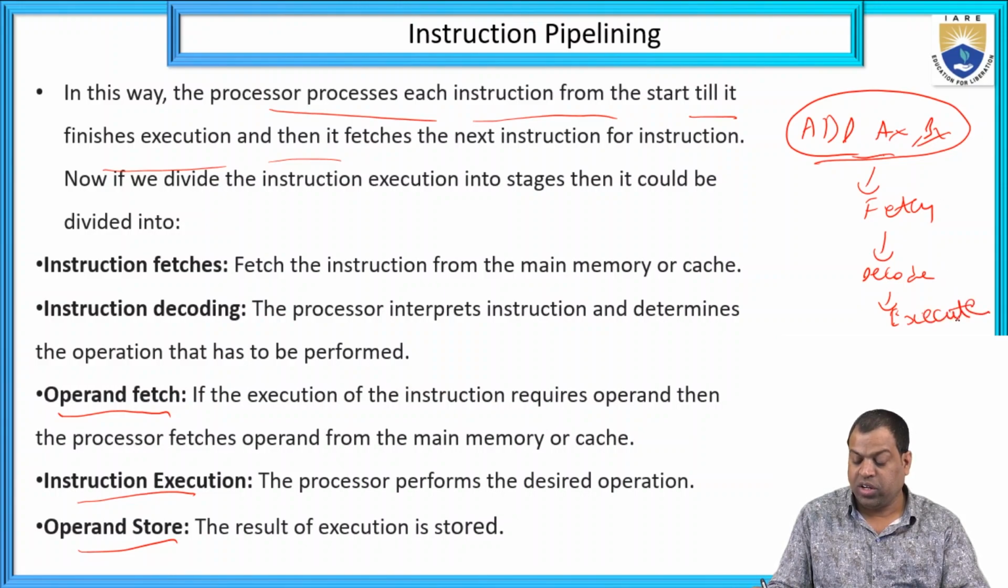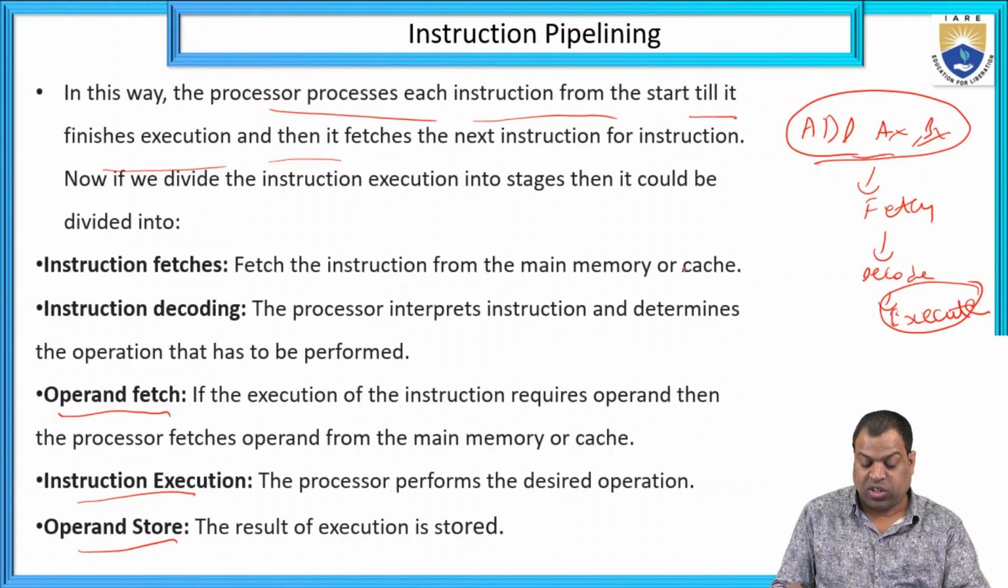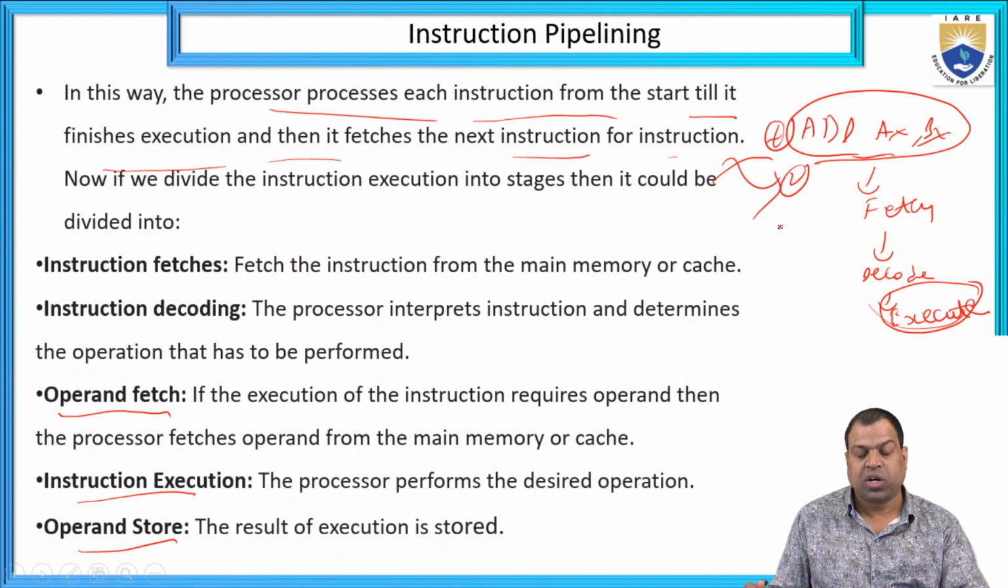So fetching, decoding and executing. The instruction is available from the memory and it will finish the execution. After the execution, the first instruction is completed, and next we go for the second instruction. Why? Because for the first instruction, fetching is completed, decoding is completed, and execution is completed. Next we go for the next instruction and go for the fetch.